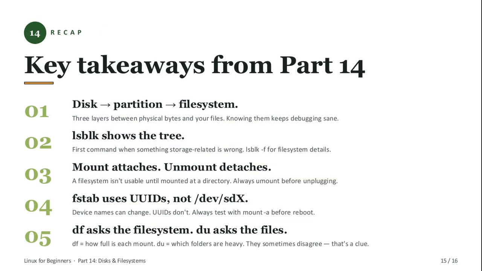And before we close out this part, let's lock in the 5 ideas worth carrying with you. Always remember the 3-layer model: disk, partition, file system. Because it makes every storage problem easier to reason about. Reach for lsblk first, mount and unmount deliberately. Trust UUIDs over device names in fstab, and lean on df and du together. When they disagree, that gap is usually telling you something interesting.